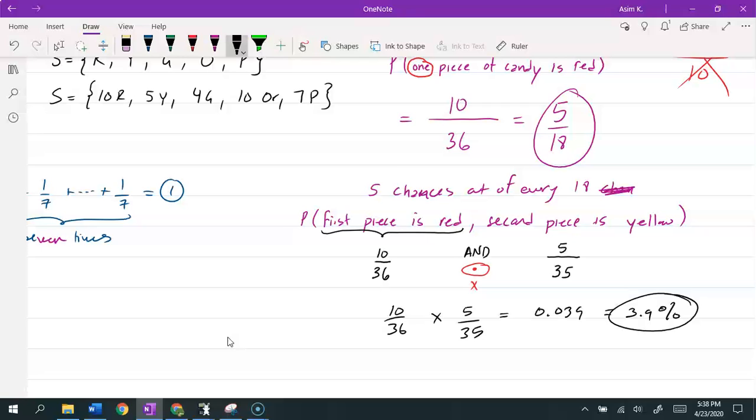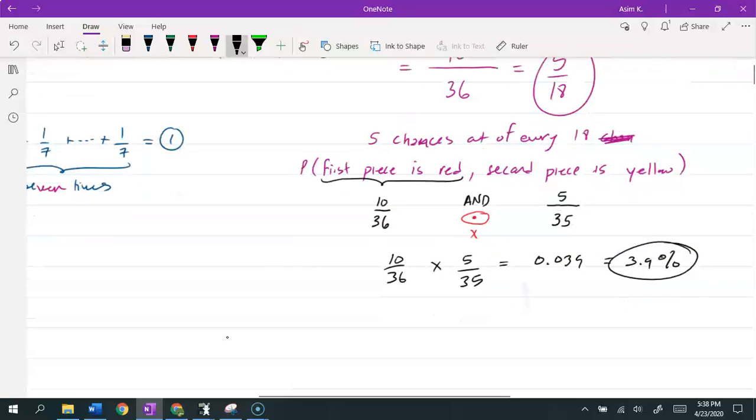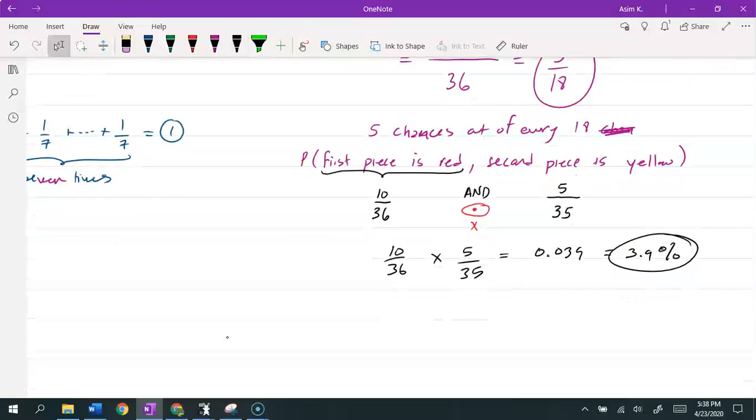See, as a statistician, I'm not telling you what's going to occur. I'm telling you what the chances are that what you're looking for is going to occur. You see that, right?